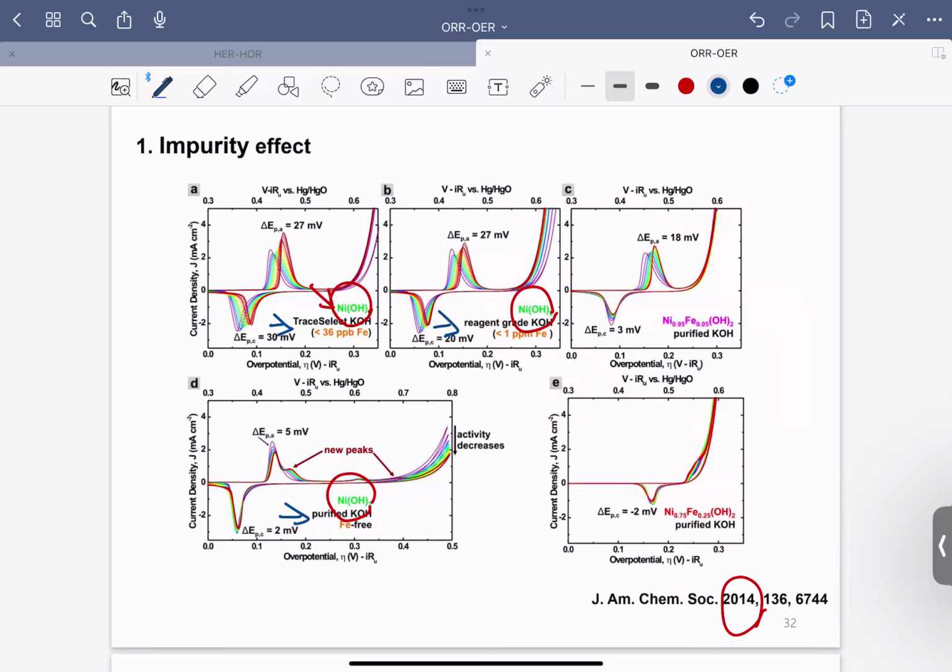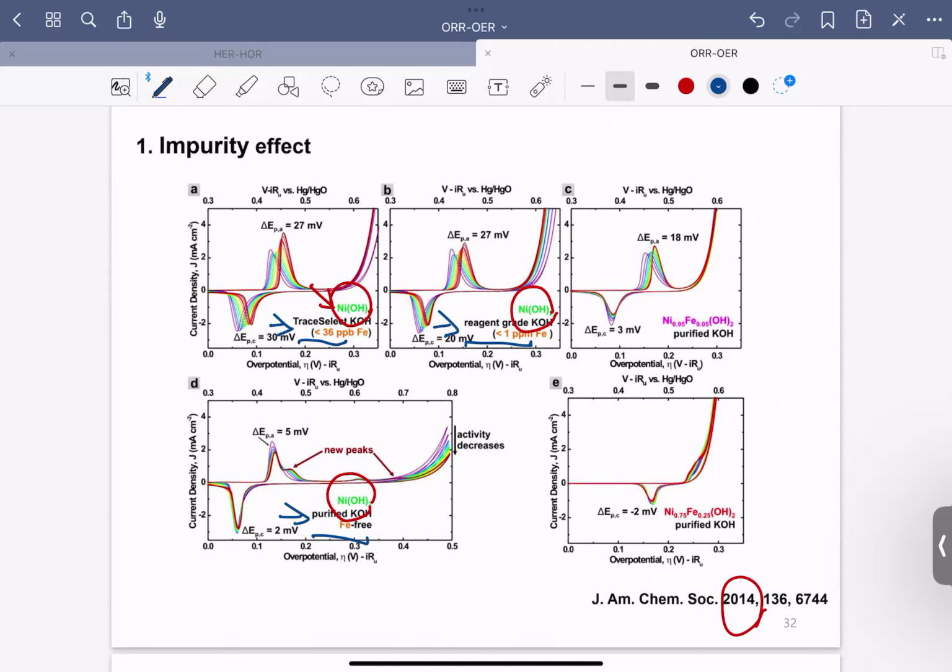Now, surprisingly, if you make a 0.1 molar or 1 molar potassium hydroxide solution for the alkaline electrolyte, you definitely dissolve the potassium hydroxide salt. And not surprisingly, we are already familiar that there are lots of different grades, right? For example, the TraceSELECT grade, the reagent grade, and if we handle the purification of the potassium hydroxide, the activity trend shows something totally different, right?